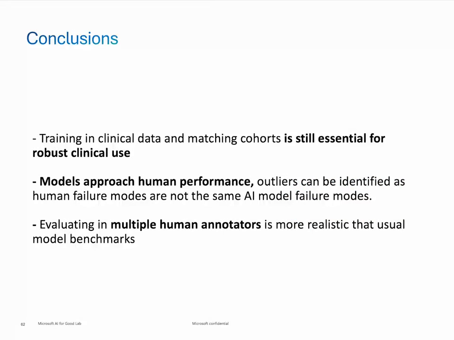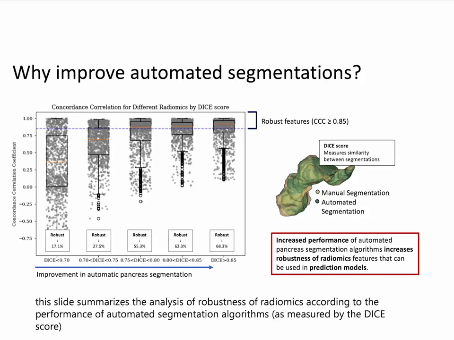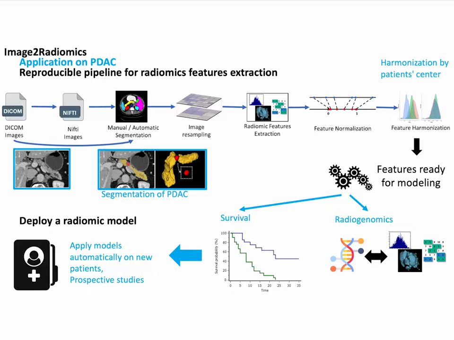So again, model performance approached human performance. Evaluating in multiple human annotators is more realistic than using model benchmarks. So we're able now, using the computer, to isolate the pancreas essentially as good as a radiologist. And as I highlighted before, improved segmentation is critical if you want to look at the patient's radiomics. That radiomics performance increases with increased robustness of the data set.